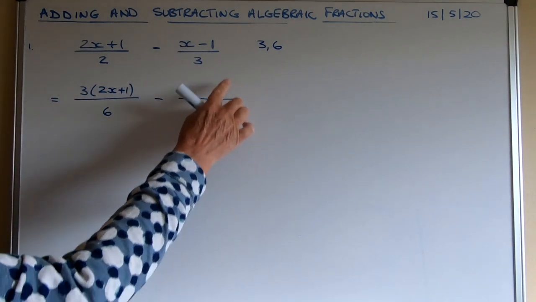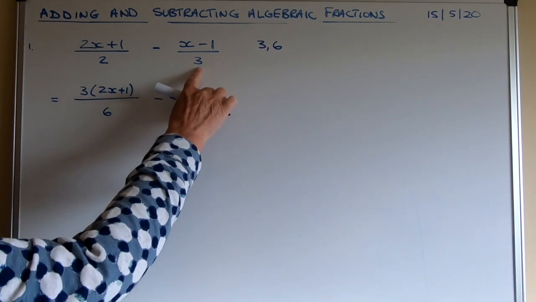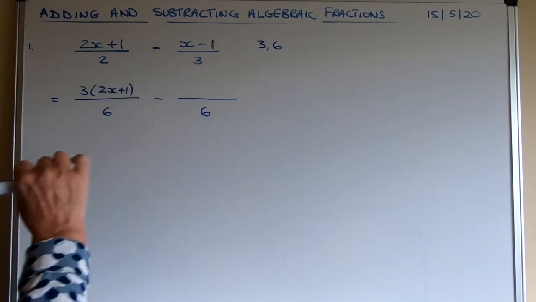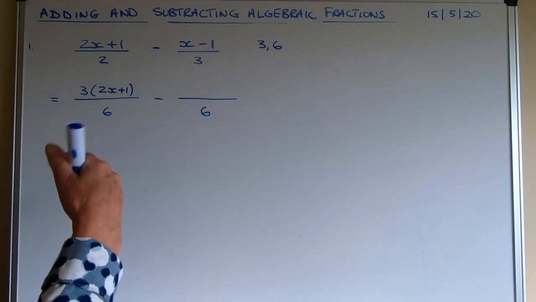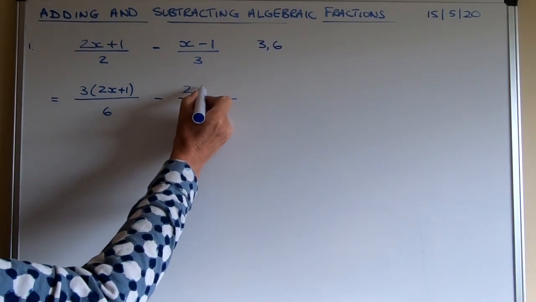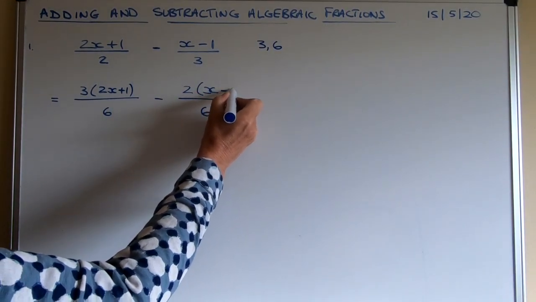Now let's turn our attention here. We had a denominator of 3 and we've now got a denominator of 6. So what have we done there? We multiplied it by 2. So we need to do exactly the same to the top. Whatever you do to the bottom, you've got to do to the top. So it would be 2 times (x - 1).